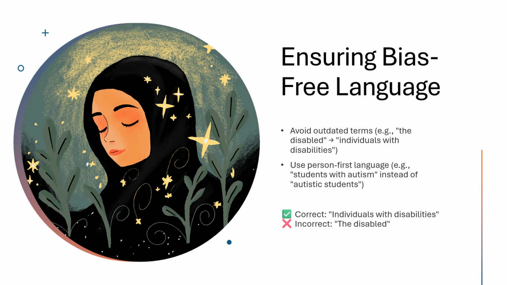APA 7 encourages bias-free and inclusive language. Avoid outdated or stigmatizing terms. Always prioritize person-first language, which emphasizes the person rather than their condition, like a person with depression rather than a depressed person.